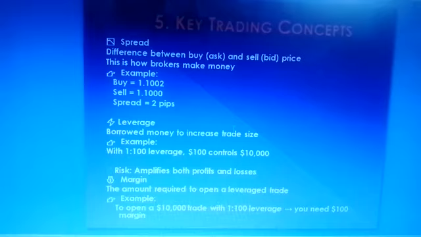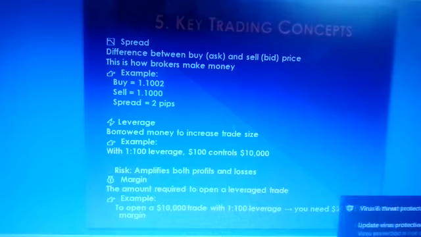You understand? Now leverage is borrowed money to increase trading lot size or trade size. Example, with 1:100 leverage, $100 controls $10,000. Basically, $100 controls $10,000. So that's how it works.